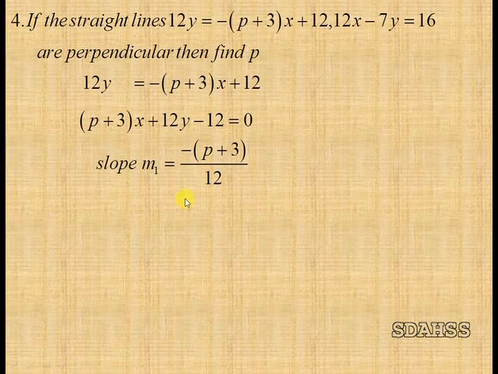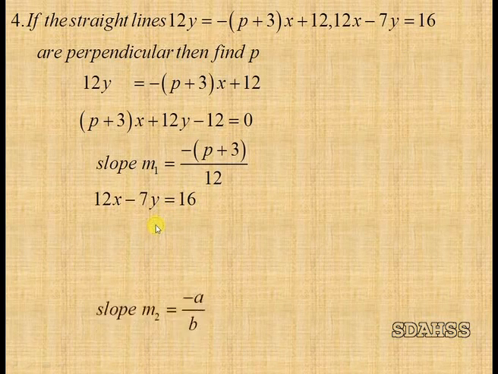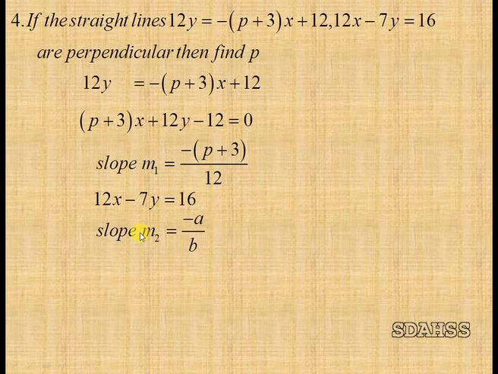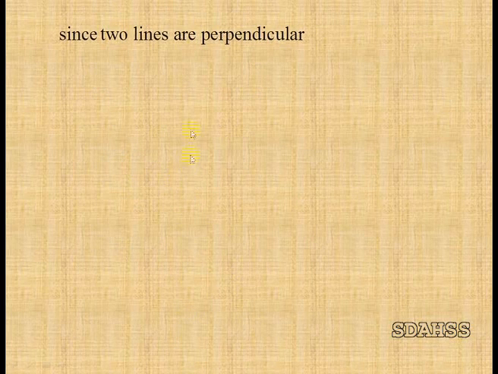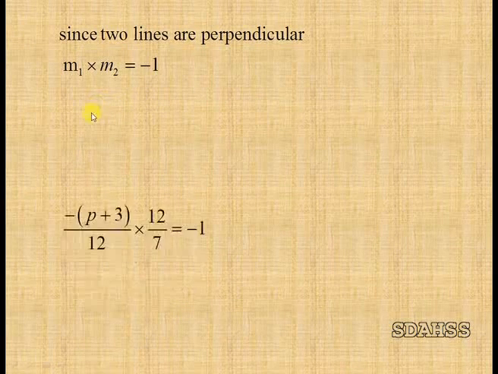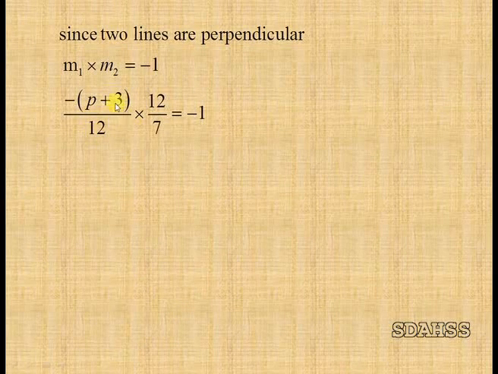Then consider the second equation. 12x minus 7y is equal to 16. Then the slope of the second equation, that is m2, is equal to minus a by b, which is equal to minus, here a is 12 and b is minus 7. Cancel the minus signs. So the remaining you have 12 by 7. Since the two lines are perpendicular, m1 into m2 is equal to minus 1. Here m1 is minus (p plus 3) by 12 into m2 is 12 by 7 is equal to minus 1.